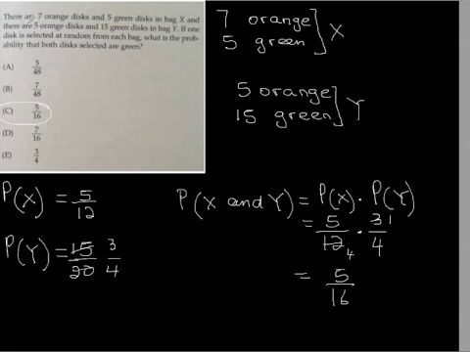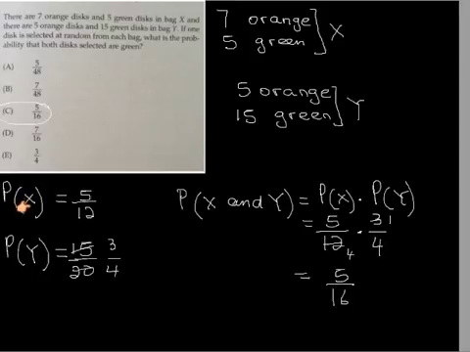Let's look at this. There are 7 orange discs and 5 green discs in bag X, and there are 5 orange discs and 15 green discs in bag Y. If one disc is selected at random from each bag, what is the probability that both discs selected are green?